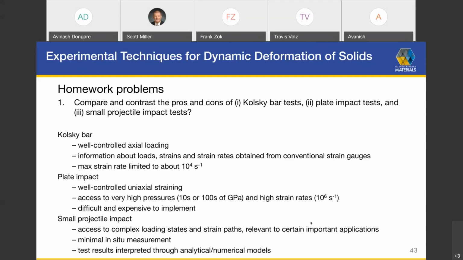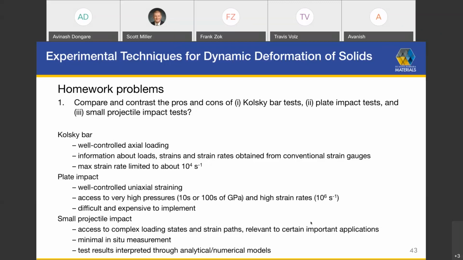The downside to these types of tests is that there's minimal in situ measurement. You can visualize what's happening. We have high-speed photography that can allow us to learn something qualitative about what's happening, but it's difficult to use that information in a very quantitative way.